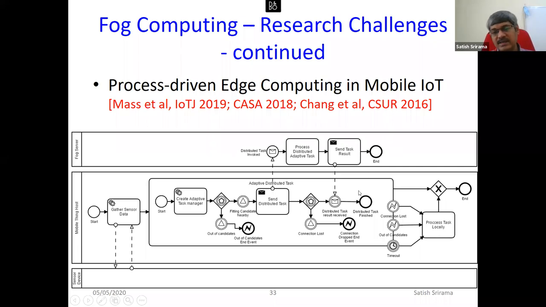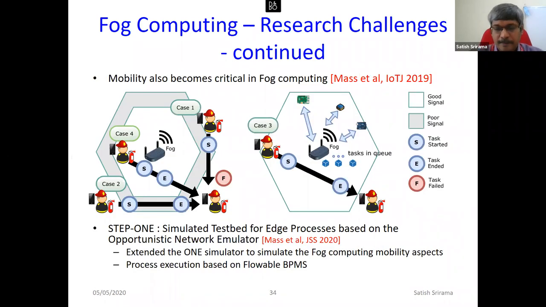Okay, this is a major research area again, which we have been looking at for the past 4 or 5 years, okay? So we also have some contributions here. We even have developed simulators for this, okay? For the people who are interested, I'll discuss this. The tool is called Step1, a simulated testbed for edge processing based on an opportunistic network emulator. Not just processes you can offload, it also takes care of mobility issues. Mobility is a very critical thing in the fog domain.